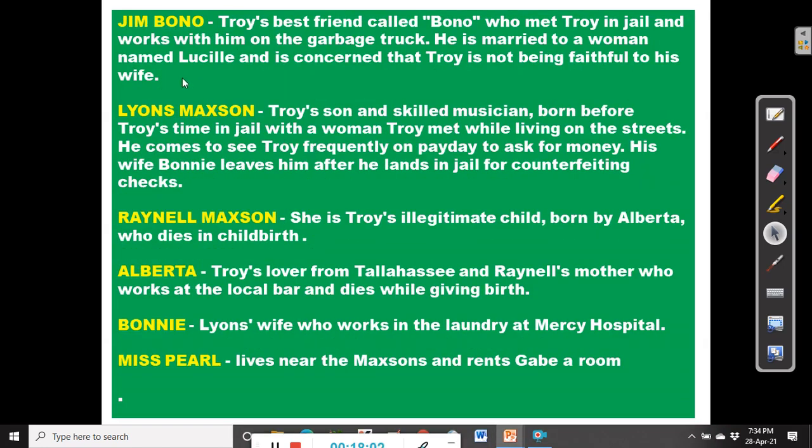Now, the next character is Jim Bono, and this is Troy's best friend. He's simply called Bono. He met Troy in jail, and he works with him on the garbage truck. He is married to a woman named Lucille, and he is concerned that Troy is not being faithful to his wife. In fact, the first time we discover that Troy has been having an affair with Alberta is during the conversation between Bono and Troy. And Bono is the one who helps to reveal that secret.